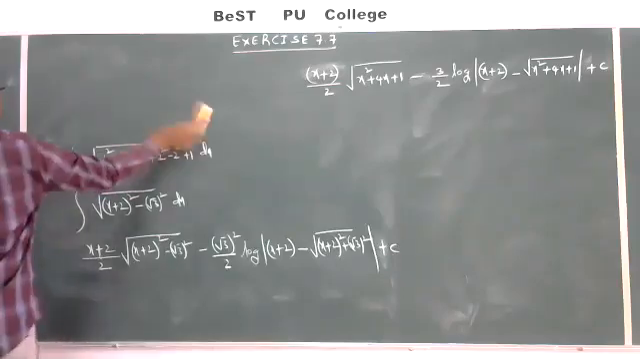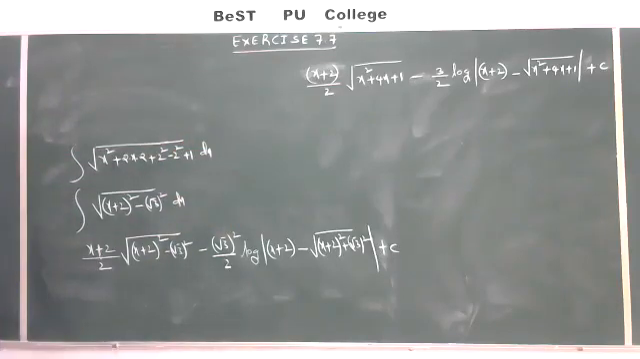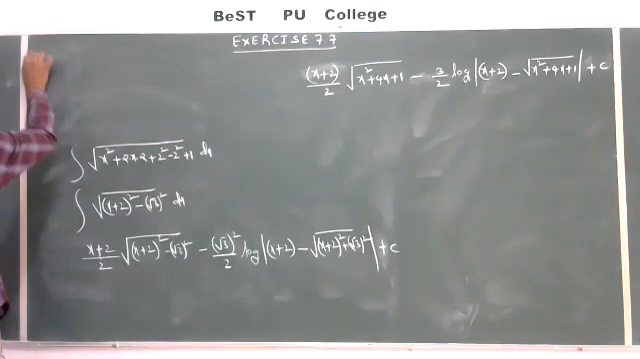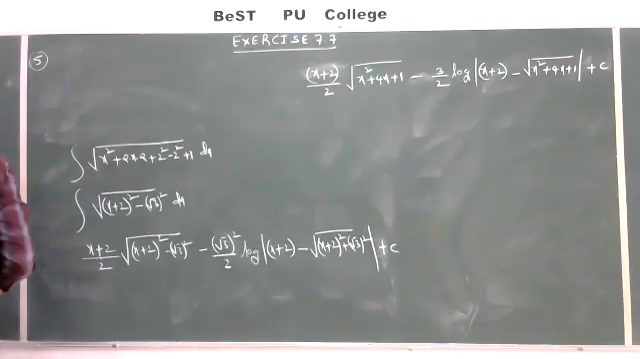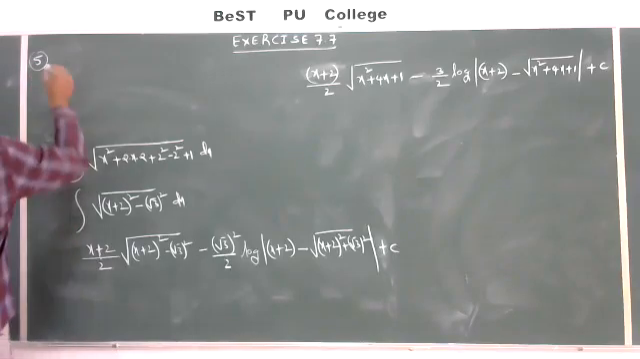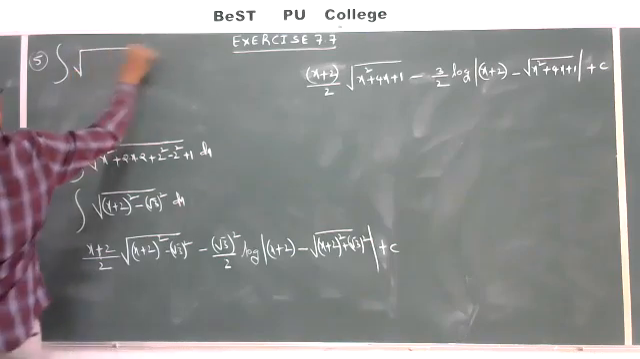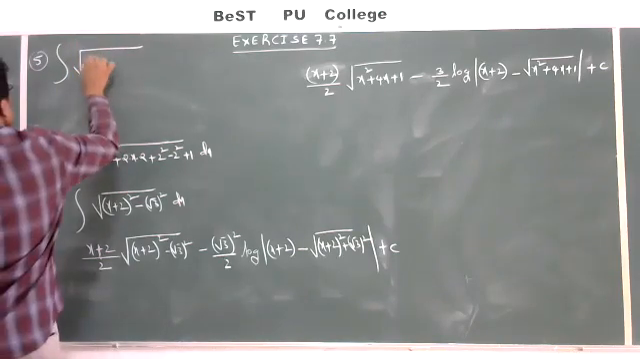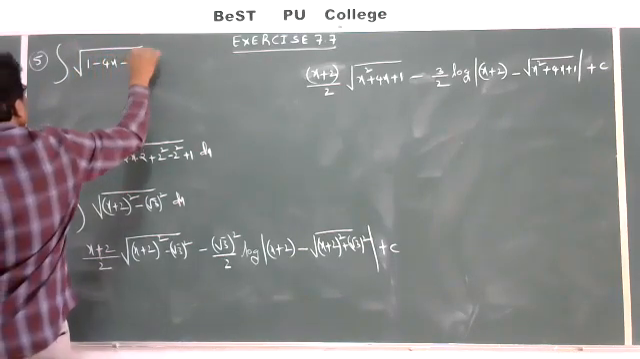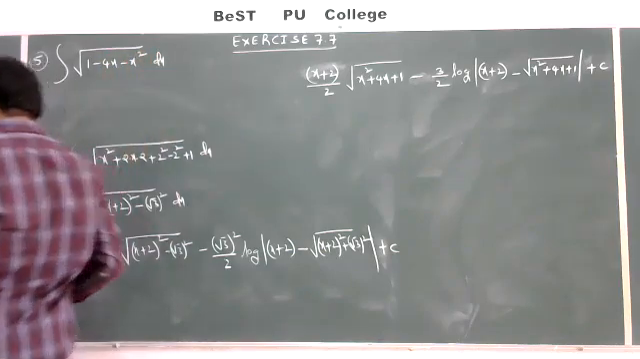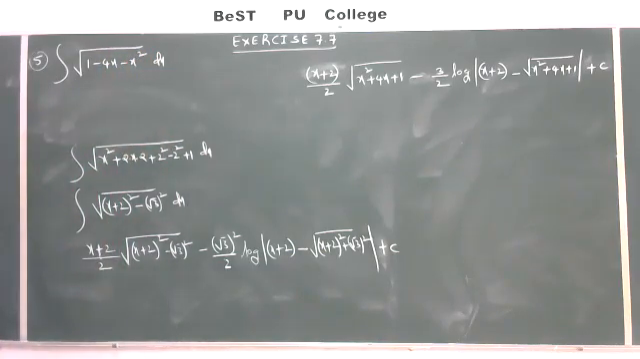That's the fourth problem. Next, fifth problem. Integral root of 1 minus 4x minus x square dx.